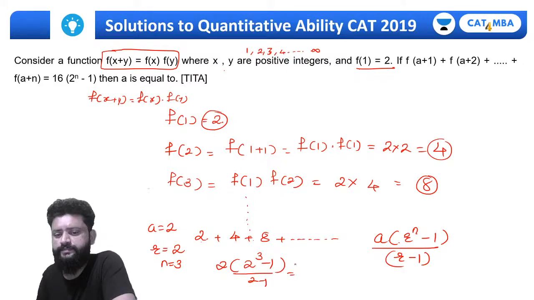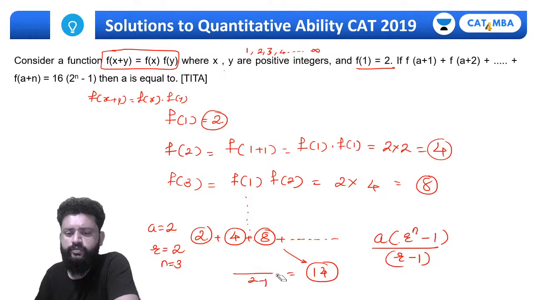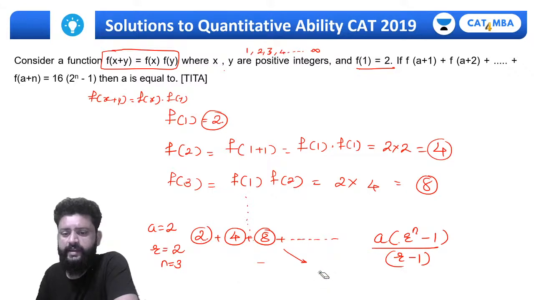2 into 7, that comes out to be 14. और ऐड करके देखो 2 plus 4 plus 8. So this is how this formula works and most of you must be knowing this formula. In case you don't know this formula, you have to remember this. This is the summation of n terms.